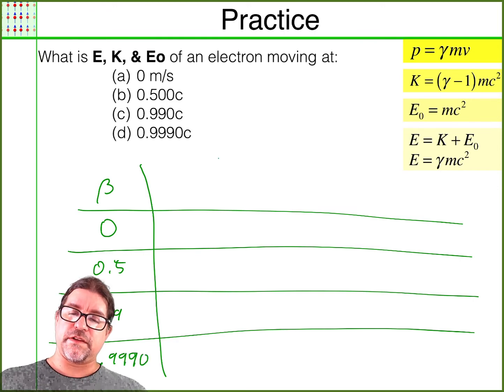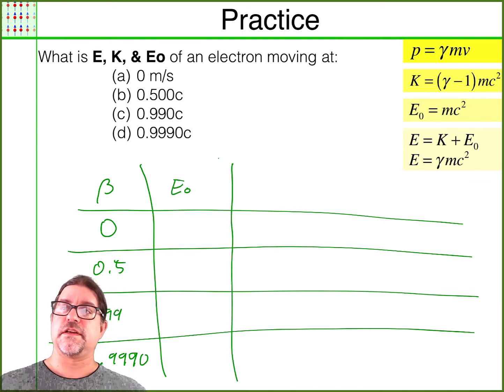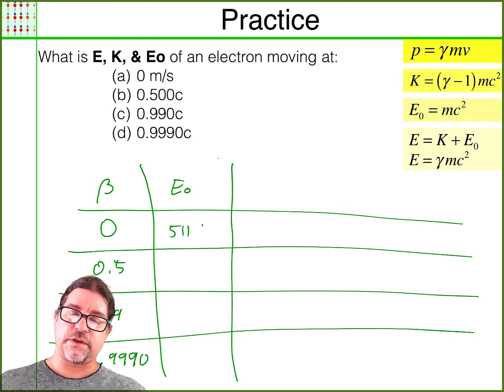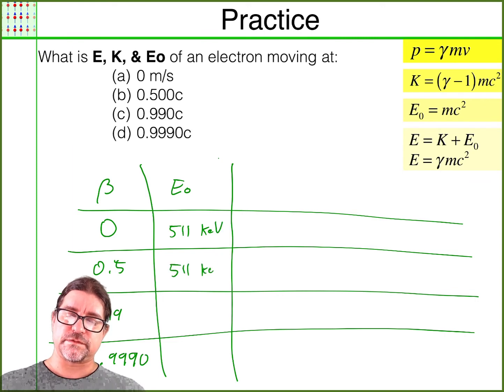Well, for all of them, the rest mass is going to be the same, right? Because E naught is the same in all cases. We saw it before, 511 kiloelectron volts. That doesn't depend on how fast it's moving, that's just its rest mass.